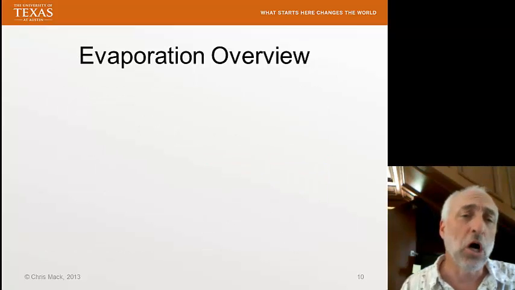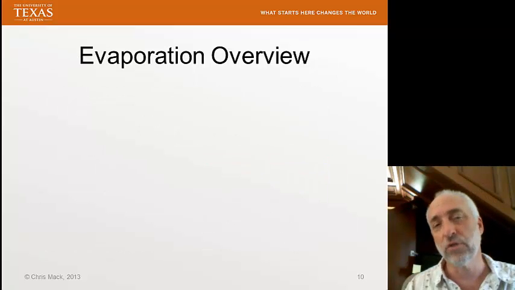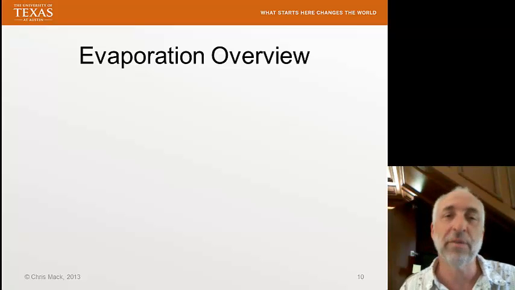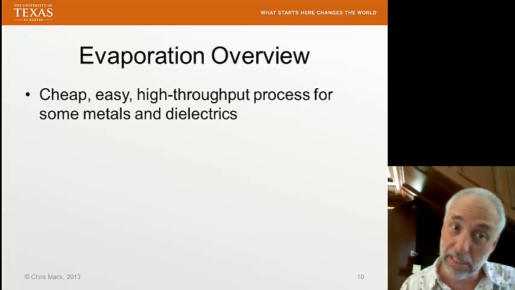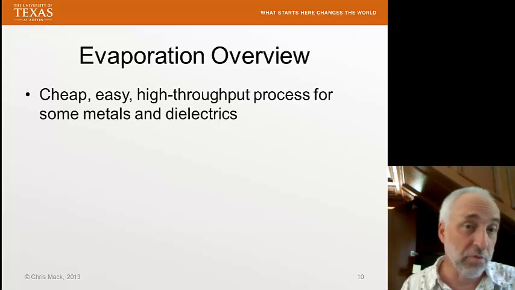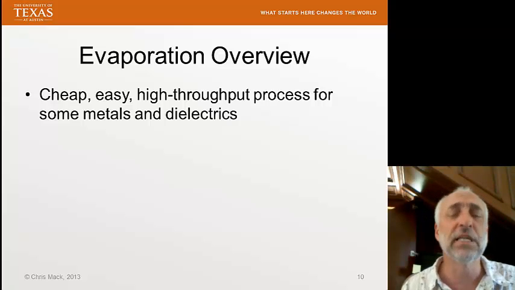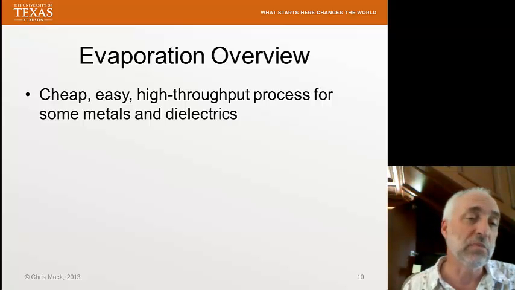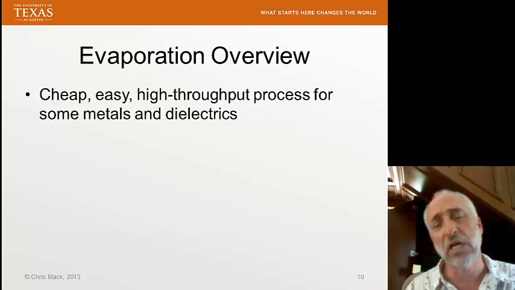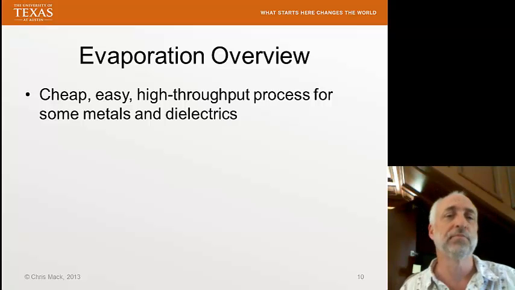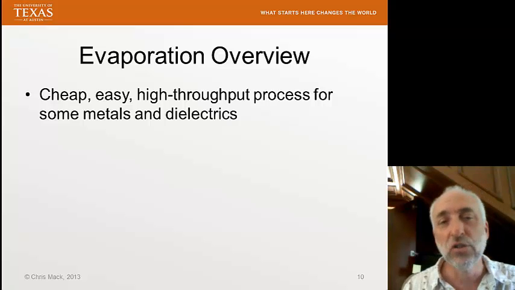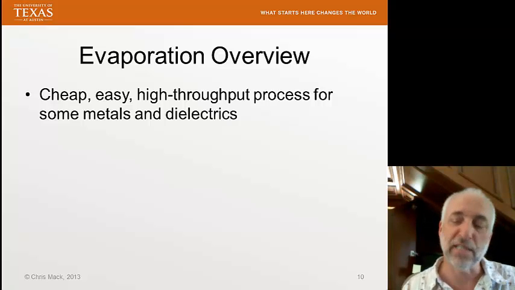So let's look, as an overview, at the good points and the bad points of evaporation as a deposition technique for semiconductor manufacturing. First of all, the good point is it's cheap. It's easy. It's a high throughput process, at least in the case of these smaller wafers, where I can process a lot of wafers at once. You can deposit metals, most metals, not all metals, and a few dielectrics as well. That's the good part. And this is why this technique is used very frequently in universities, where you need a lot of flexibility and you can't spend a lot of money.